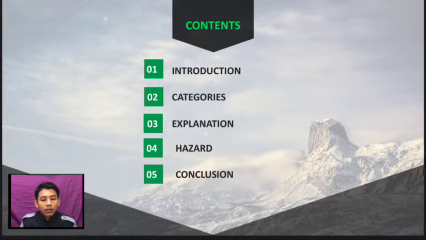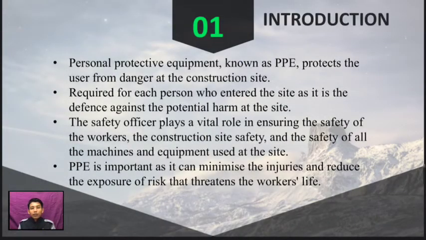The second part is categories. In this part, we can see many types of PPE that are used in the construction area. Next is explanation. In this part, I would like to explain about PPE. Next is hazard, and the last one is conclusion. Without wasting time, let's move to the introduction.